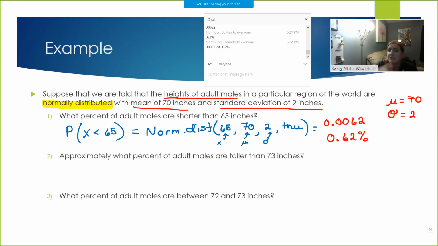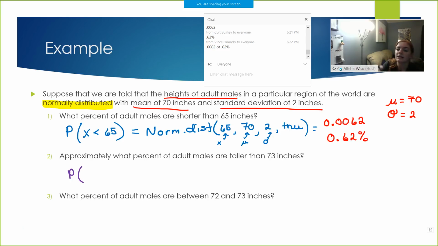Okay, let's look at the other end, where taller men, okay? Approximately what percent of adult males are taller than 73 inches? So they're trying to find what percent, or what's the probability. How would I write that probability statement? I'm going to ask you guys, how would I write that probability statement?